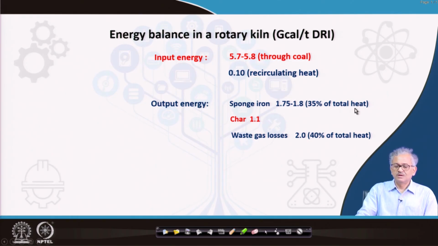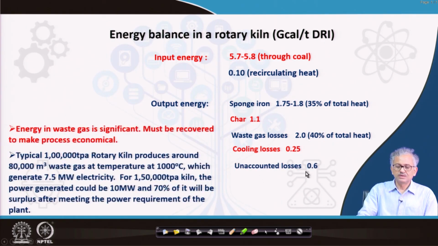Waste gas loss is significant, 2 gigacalorie per ton of DRI, that is around 40% of the total heat. 35% remains in the sponge iron, 1.1 is in the char, and 40% of the total heat goes to the waste. Cooling loss 0.25, unaccounted 0.6, it makes it equal. So you can see 40% of the total heat goes to the waste. So energy in the waste gas is significant, and must be recovered to make the process economical and sustainable.